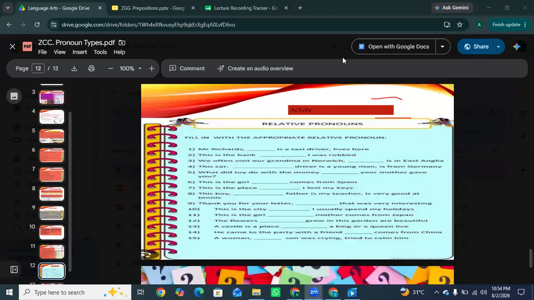Here we have some activity on relative pronouns. Okay, so the first five I will do for you, and the rest is your homework. Okay, so: Mr. Richard, dash, is a taxi driver, lives here. Mr. Richard, who is a taxi driver, lives here, because Mr. Richard is a person acting as a subject.